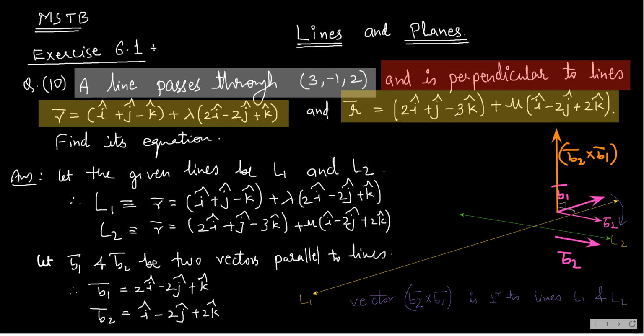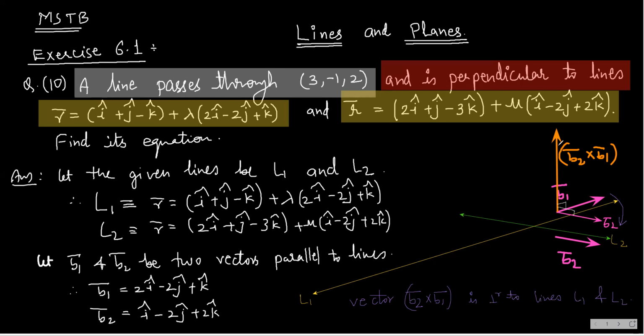Now think of the required line. Okay, what is the required line? The one whose equation we have to find. The required line is passing through this point, and it is perpendicular to these two lines. Okay, so the required line is perpendicular to these two lines. Which two lines? L1 and L2.